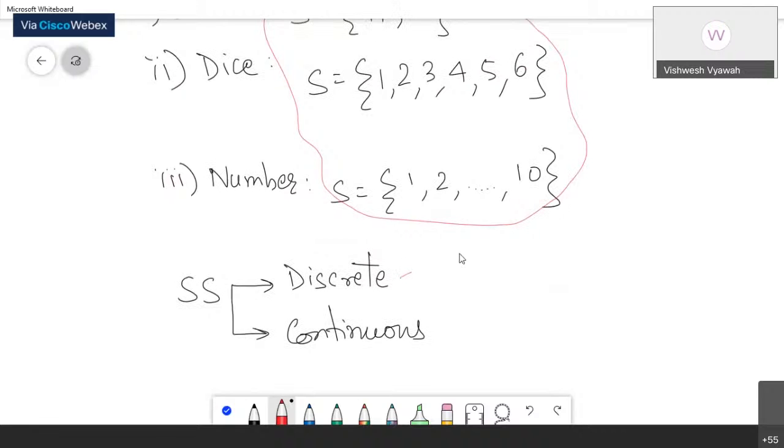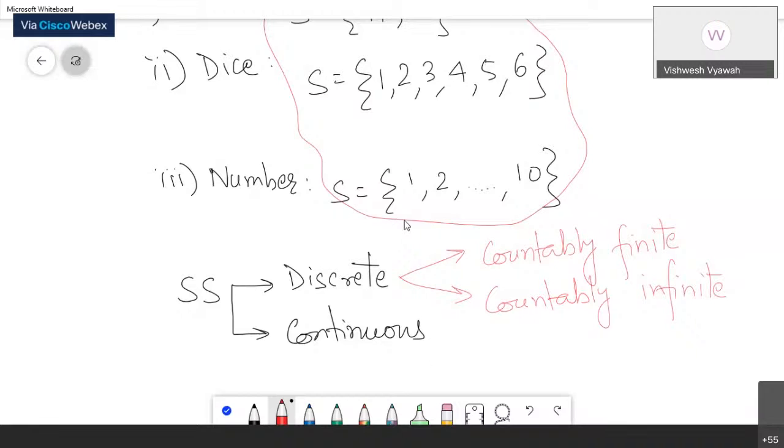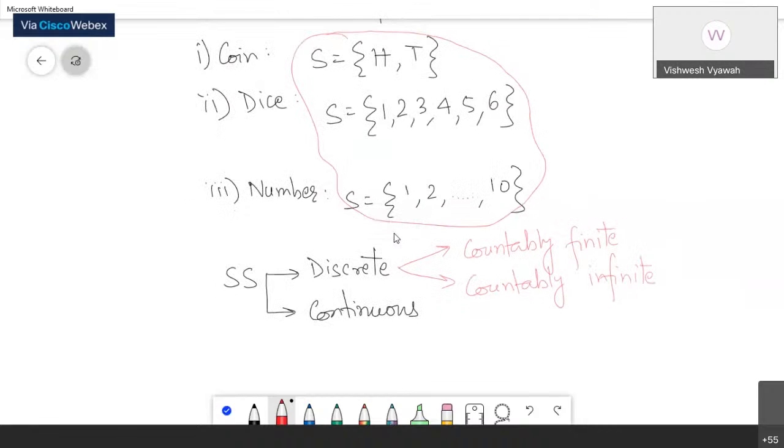Now here there are two types of this discrete sample space. One is countably finite, and another one is countably infinite. The above three examples are examples of discrete sample space. All the three examples that I have shown are discrete, and they are countably finite, right? Because the number of elements in the set is finite. There is an end.